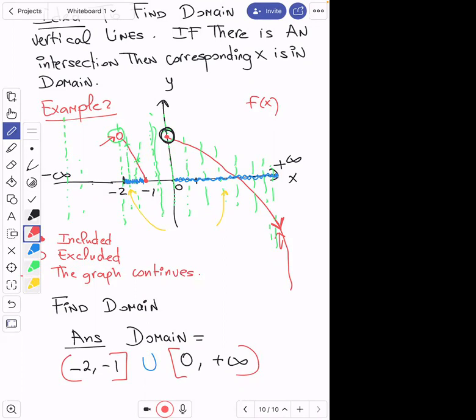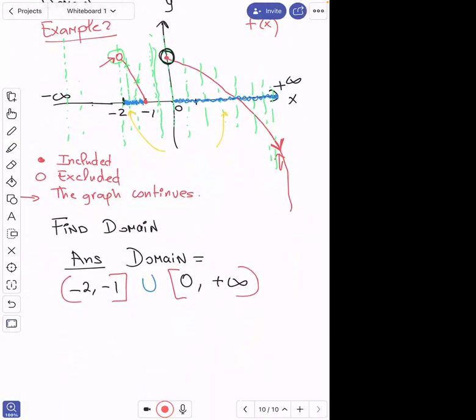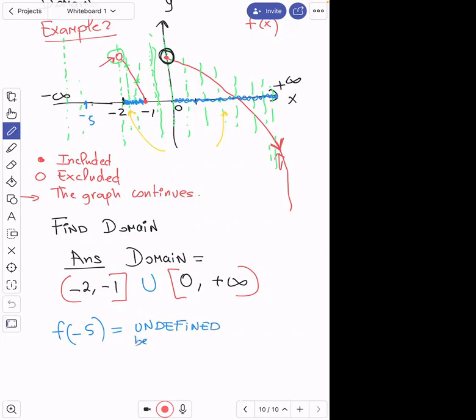And again, the idea here, guys, is, what does it mean, my answer? What does it mean for the domain to be -2 and -1, etc.? It means that if you take a number which is not in the domain, so for example, if I take f of -5, well, as you can see, -5 is not in the domain, right? Then the answer to f of -5, the corresponding output y, is just undefined, because -5 is not in the domain.